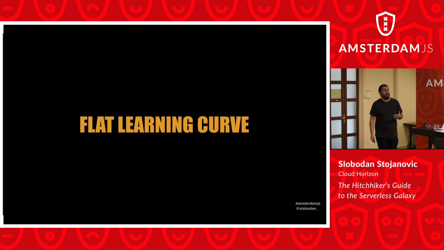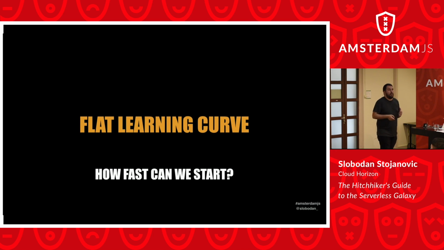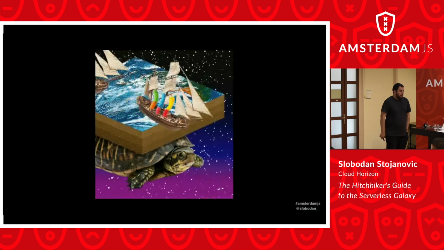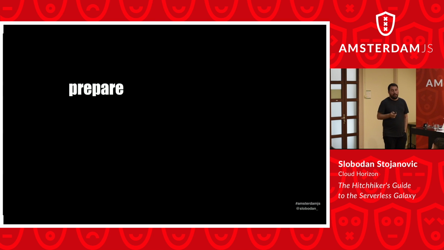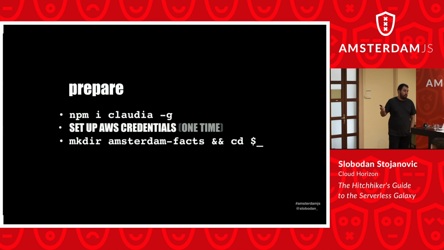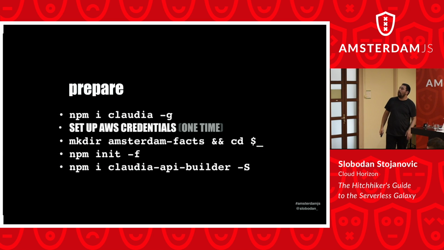So let's talk about that flat learning curve. What does that mean? How fast can you build something, and how flat is that curve? Let's build a simple application. First, you need to install Claudia globally. You know that. It's really easy from NPM. Then there is one manual step that you need to do just once, and you need to set up credentials. It's really easy. It's not anything special. Then let's create some folder and enter it, create a package.json file, and finally install Claudia API Builder. That's it. That's everything we need.